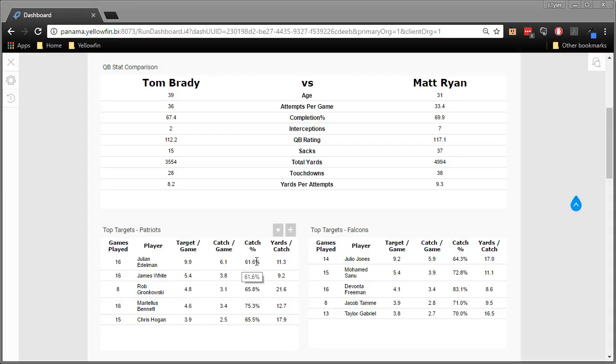Sanu, of course, is just money, right? You throw it at him, bam, he's right on. 73% catch rate. Even Devonta Freeman is not catching that many passes, but 83%. But he's money every time. Yeah, that's great. These are some very quality numbers.